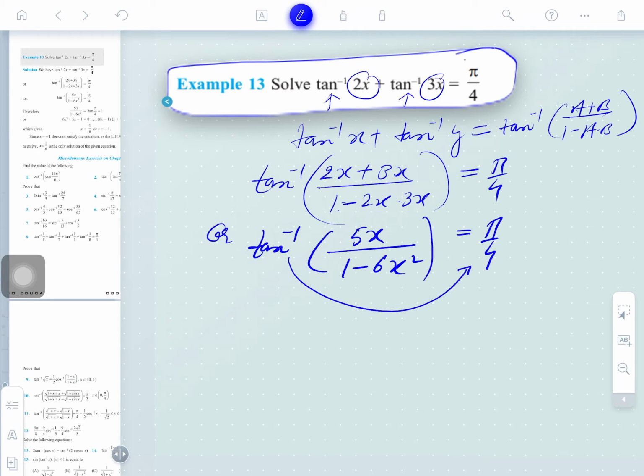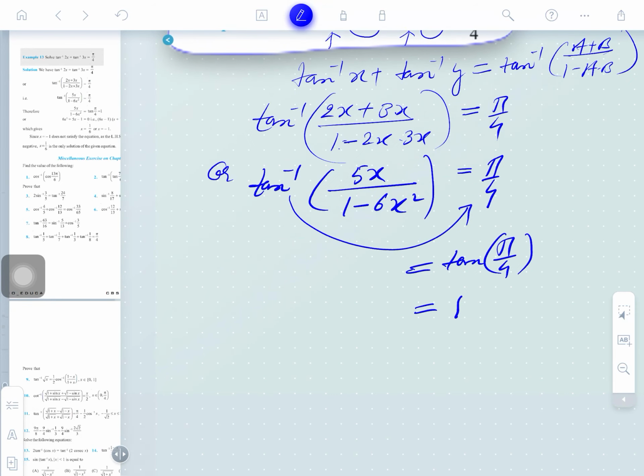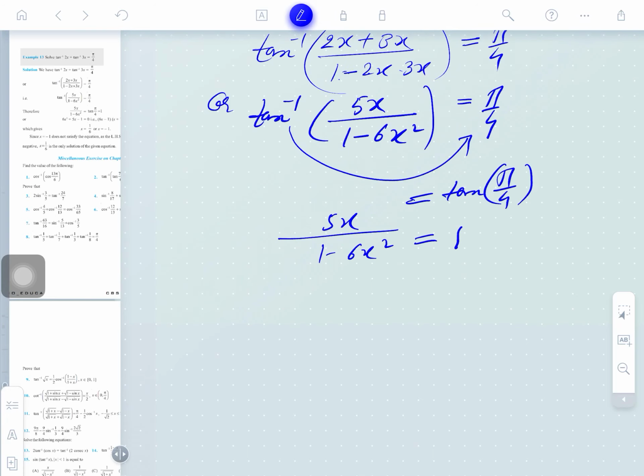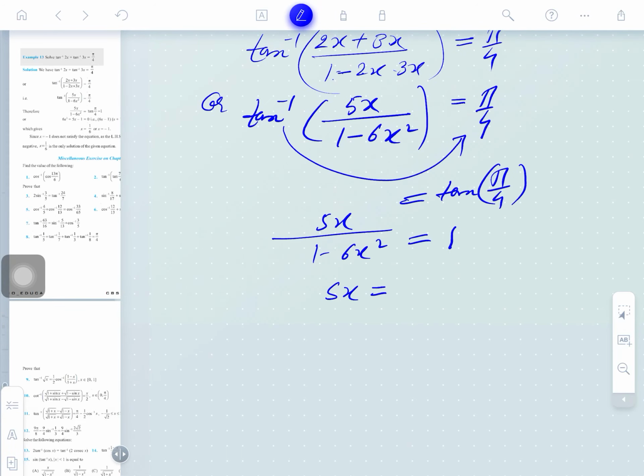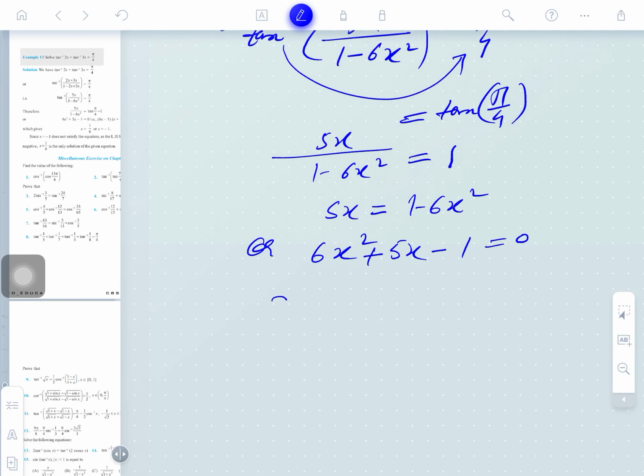Here tan functions are to be transferred. So what is that here? tan of pi by 4 is 1, so 1 equals 5x over 1 minus 6x square. This can be written as 5x equals 1 minus 6x square, or 6x square plus 5x minus 1 is equal to 0. A typical quadratic equation is coming here.